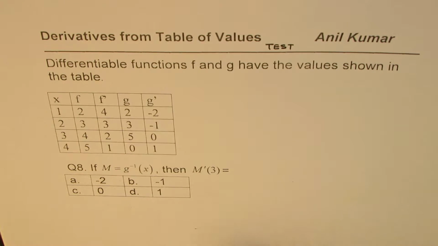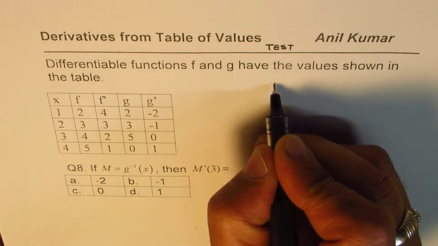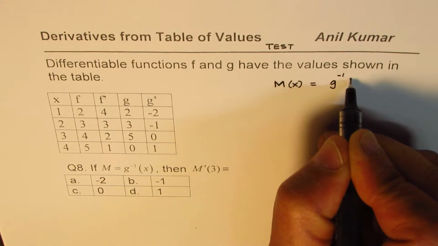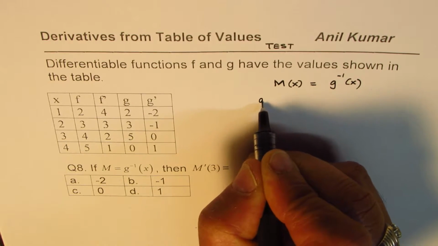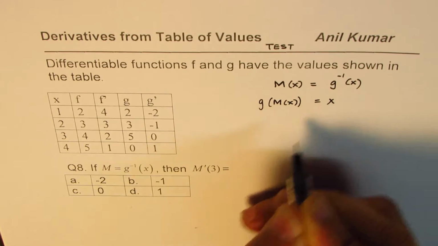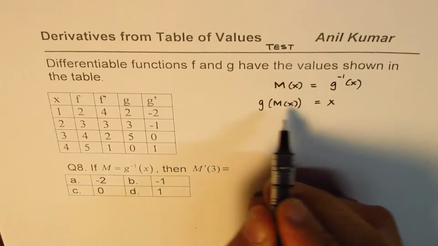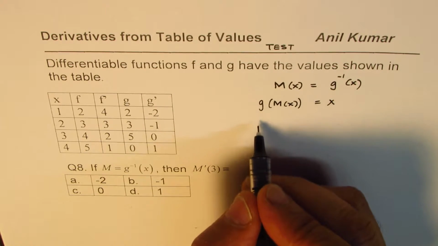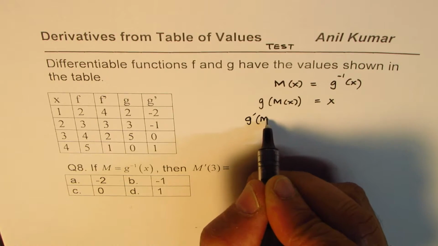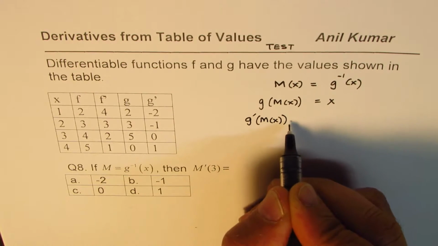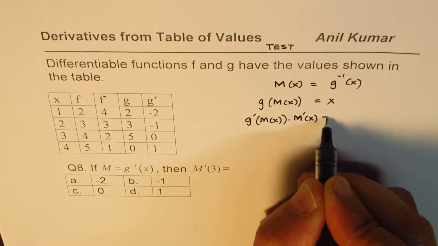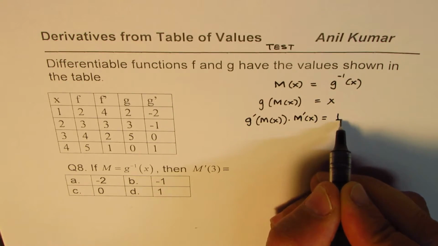Here is my suggestion. We are given that m, let's say m of x, is equals to g inverse of x. So we could write this as g of m of x is equal to x. Now taking derivative on both the sides will give us derivative of this function, which is g prime of m of x, times derivative of inside function, which is m prime x, equals to derivative of x, which is 1.